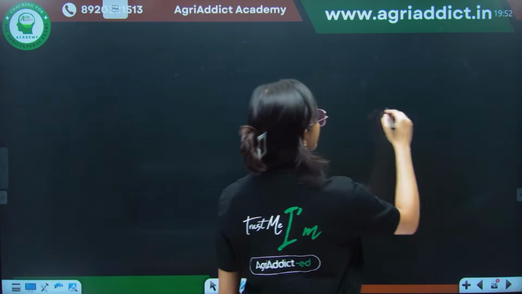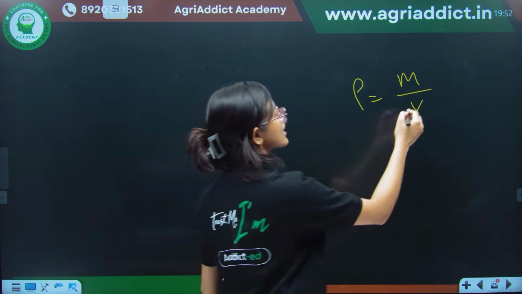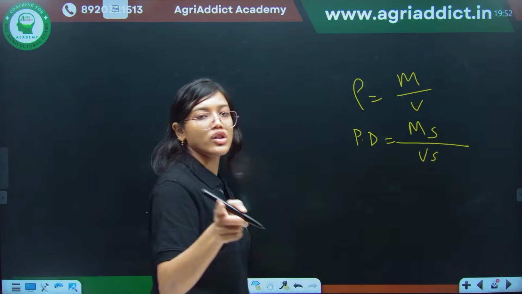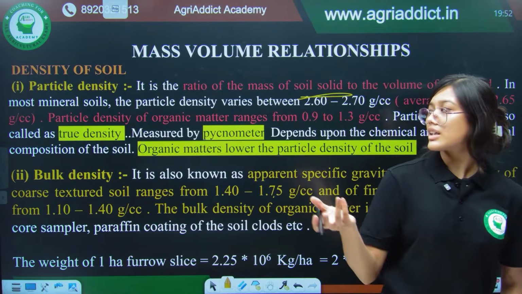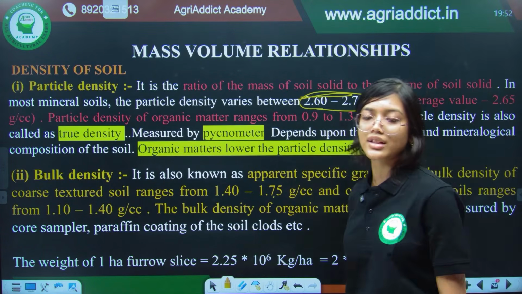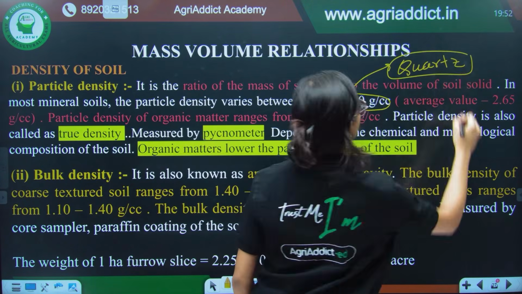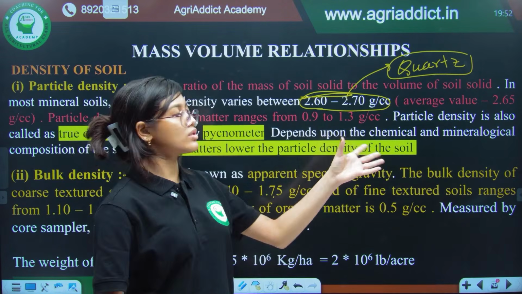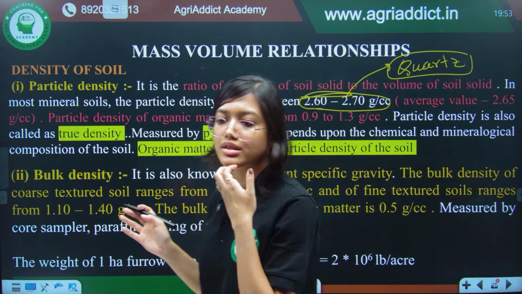Normally, for the formula of density, we know that it is m by v. But whenever we have particle density, we only take the soil solid fractions: mass of soil solid divided by the volume of soil solid. We will not take into account the pores. Another important thing is that the particle density of normal soil will always range from 2.6 to 2.7 gram per centimeter cube. This is because quartz is the most dominant mineral in our soil, and quartz has a density that is very similar to this, around 2.65. So, that is why the particle density assumes a value very similar to quartz.